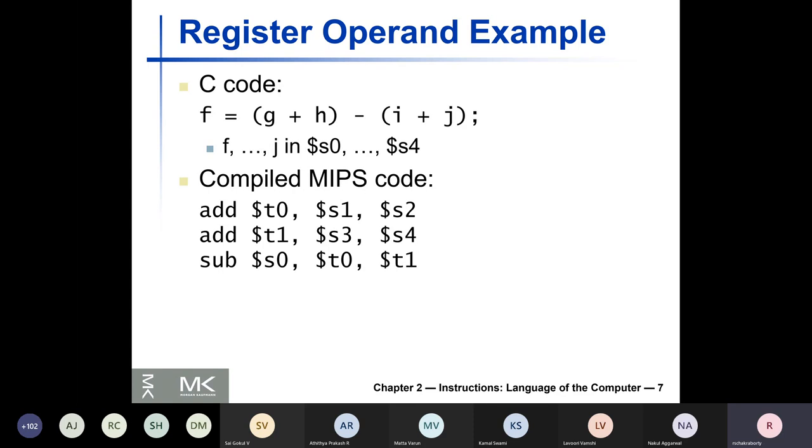Each of these instructions takes exactly 1 clock cycle to complete. This also you should remember. Each instruction takes 1 clock cycle to complete, so this piece of code will execute in 3 clock cycles.